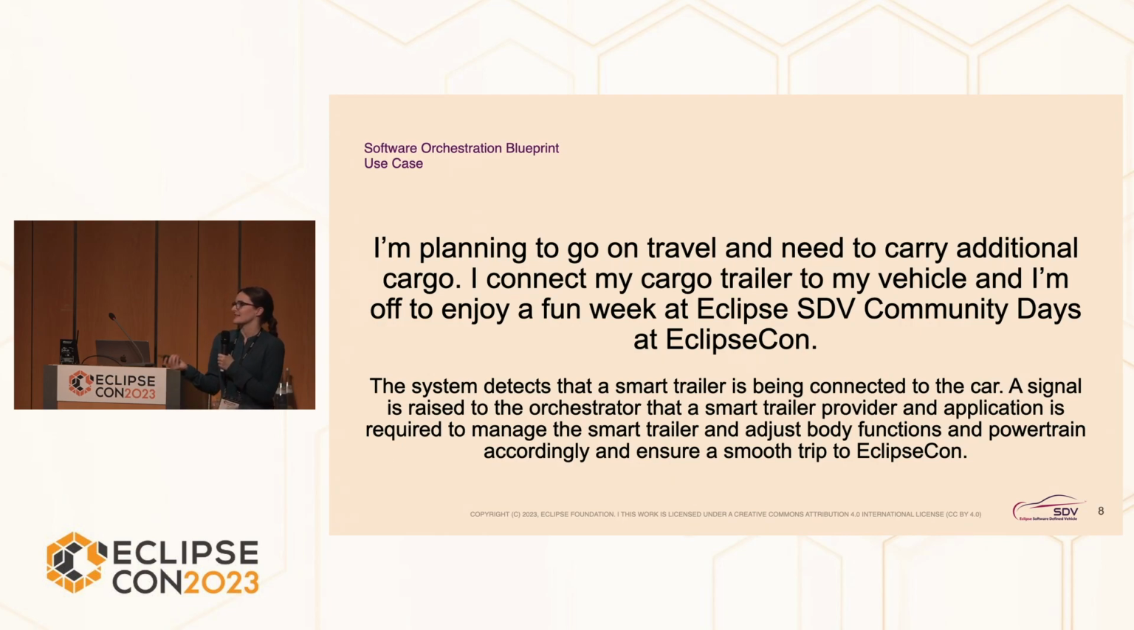So in this case, the system detects that a smart trailer is being connected to the car. A signal is raised to the orchestrator that a smart trailer provider and application need to be started up, and they're required to manage the smart trailer, and for example, adjust body functions and powertrain accordingly to ensure a smooth trip to EclipseCon. This is an example scenario that you can build on top of the stack and architecture that we'll show in the blueprint.